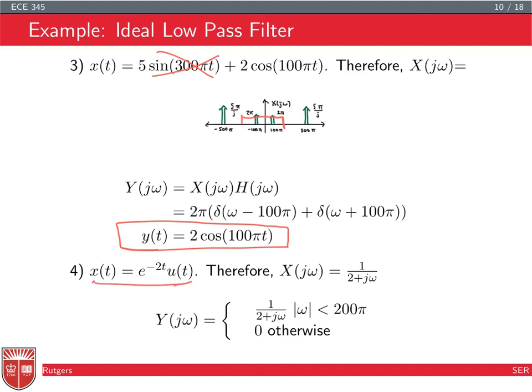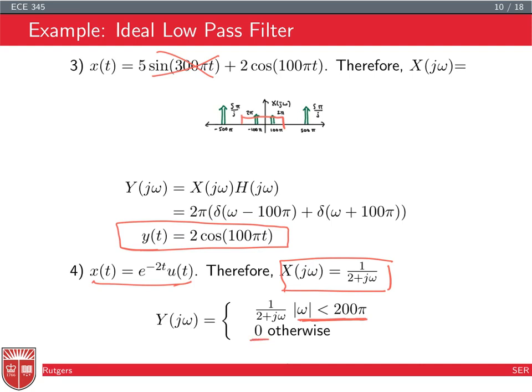So this is here, and the spectrum is a continuous spectrum, and it's actually complex, and we did this in the first lecture. So X(jω) is 1 over 2 plus jω. The output of the filter is going to keep this exactly the same because the gain is 1 in the interval between minus 200π and plus 200π, and outside it is going to be 0.